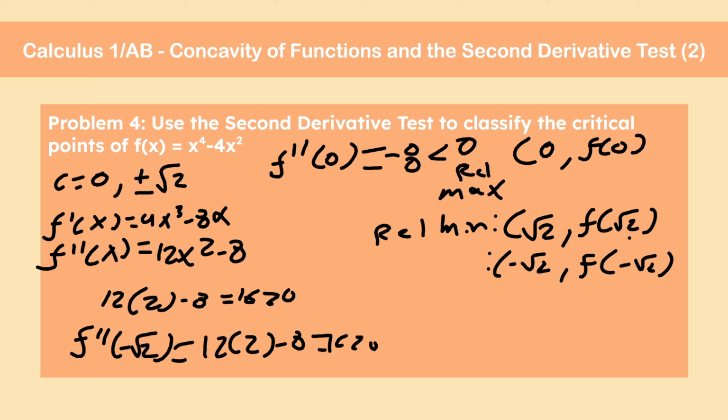So now we're going to find the f values of these points. So we just plug them back into the original function. So we have a relative maximum at f of 0. So 0 minus 0 is just 0, so this would be 0.